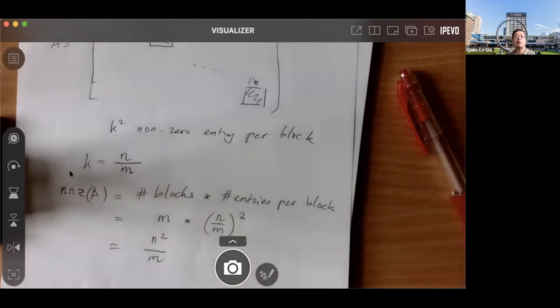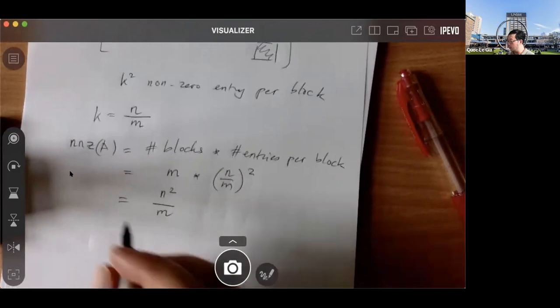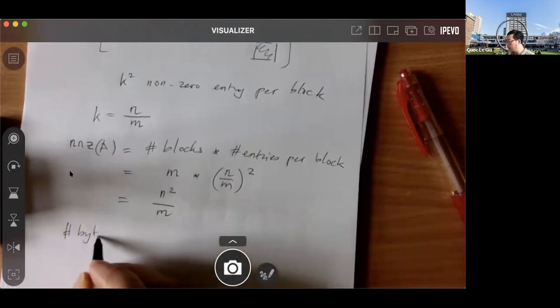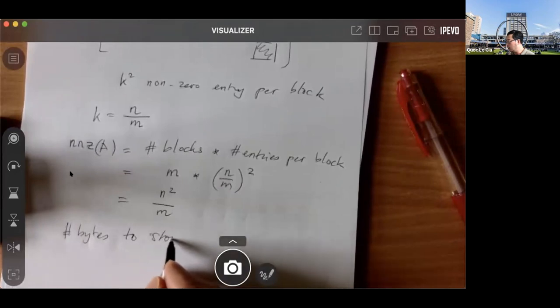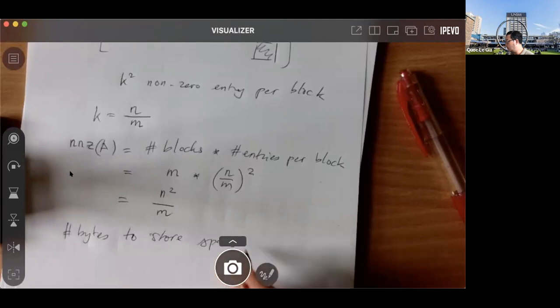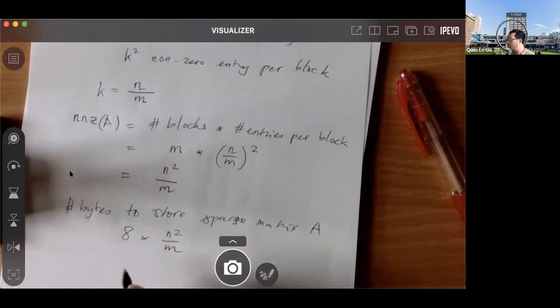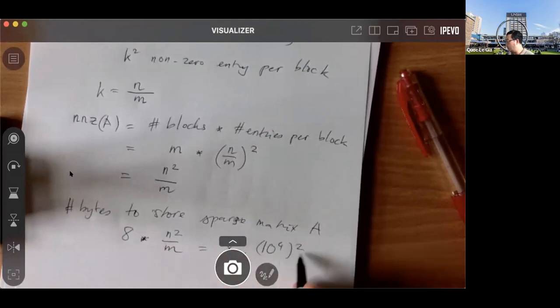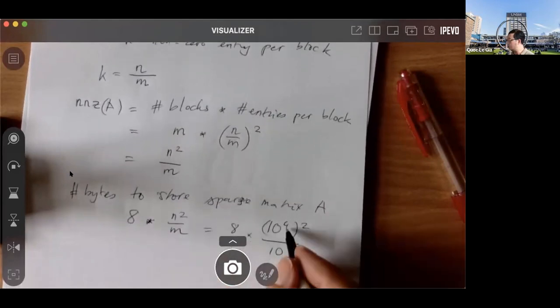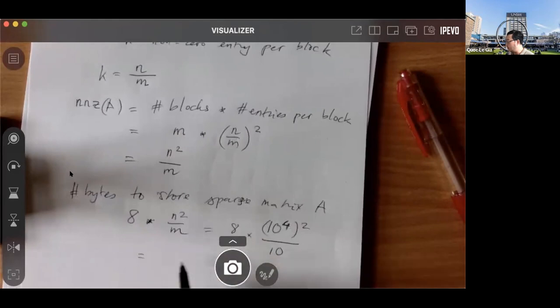Okay, so that is the number of non-zero elements, and now it's very general. Now you can put in any n and any m. So now let me put it in. Remember the number of bytes to store sparse matrix A will be 8 multiplied by n squared over m. Remember we have 8 bytes per entry. So this one will be 8 multiplied by (10 to the 4) square over 10. So this one is easy: you get 8 times 10 to the 7 bytes.